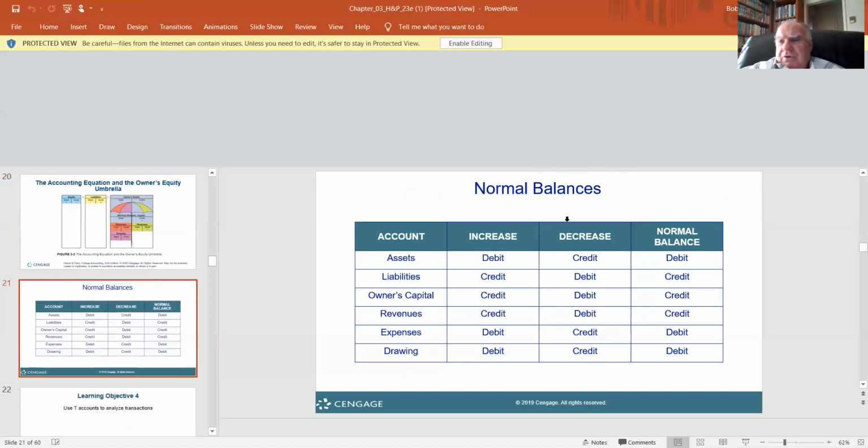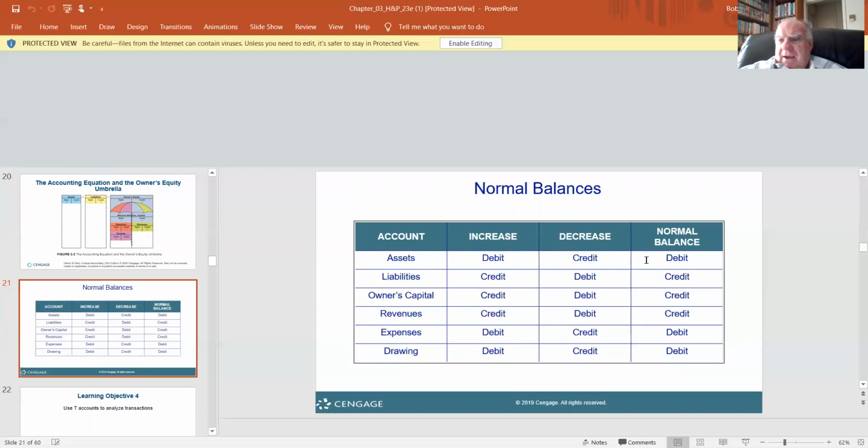This is an even more useful grid here. Assets, liabilities, capital, revenues, expenses, drawing. These are the 6 things we have to memorize. We have to know immediately assets have a normal debit balance. I don't even think you need to look at the increase or decrease side. I would suggest concentrating just on this last column, normal balance.